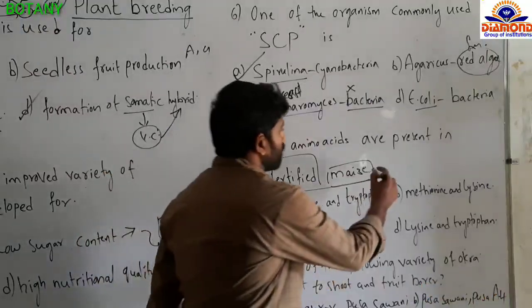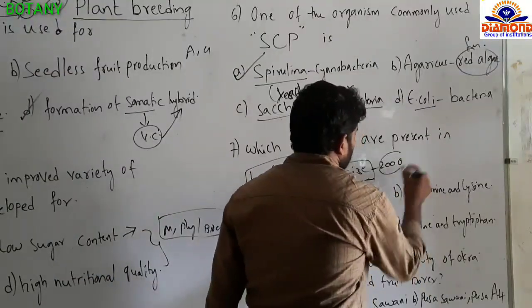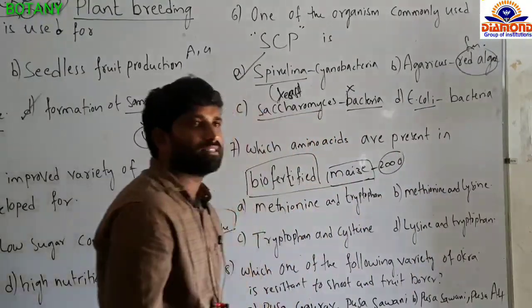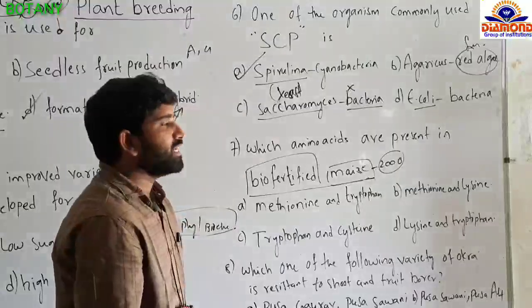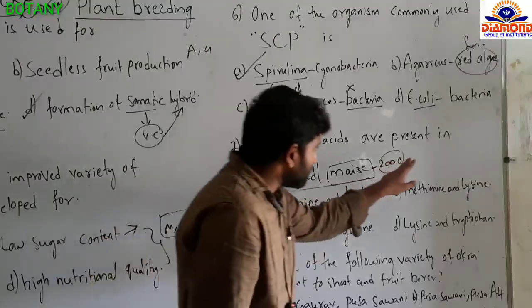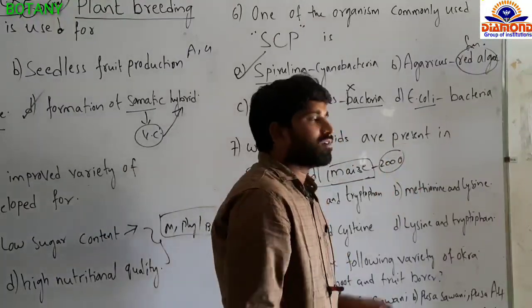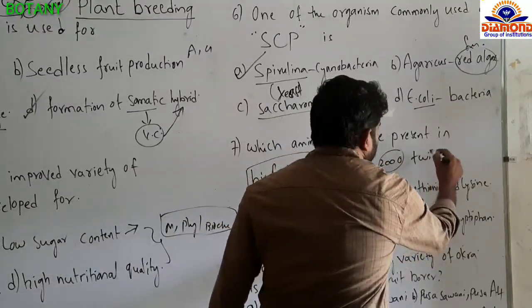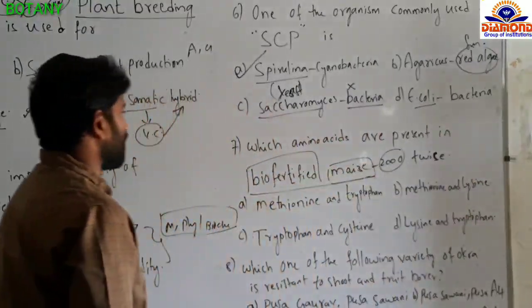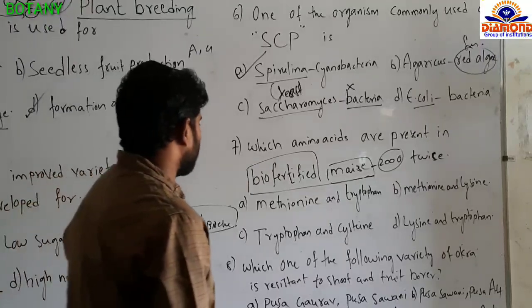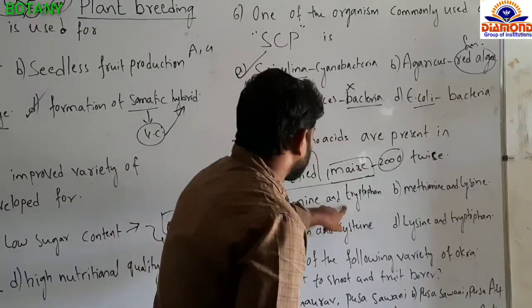In the year 2000, a new variety of maize was developed through plant breeding. In this maize, the amino acid concentration was found to be twice that of before. So those are the amino acids. Option A is methionine and tryptophan.